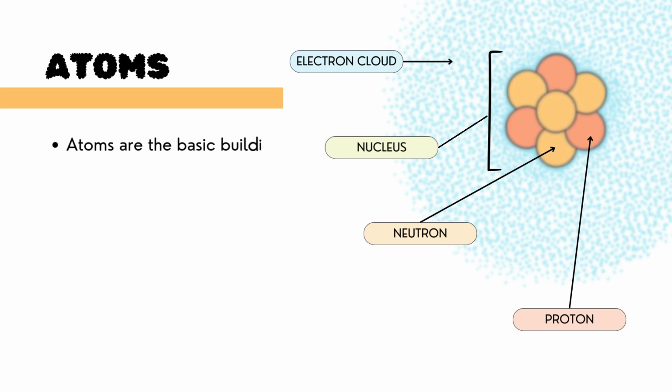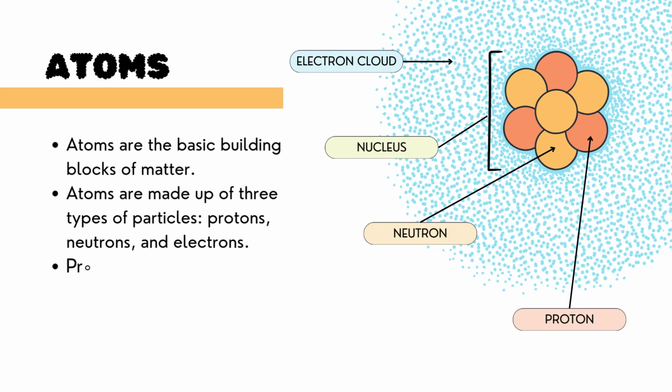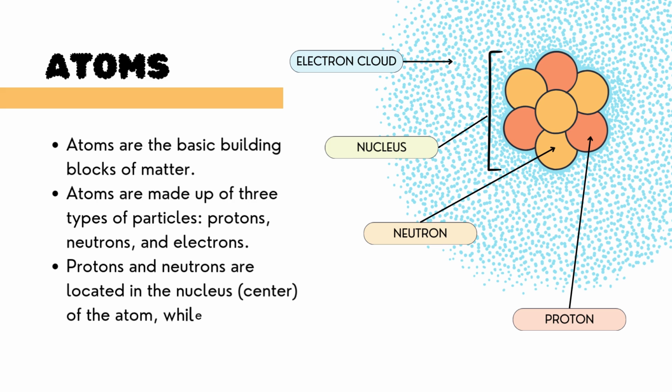Atoms. Atoms are the basic building blocks of matter. Atoms are made up of three types of particles: protons, neutrons, and electrons. Protons and neutrons are located in the nucleus, the center of the atom, while electrons orbit around the nucleus.